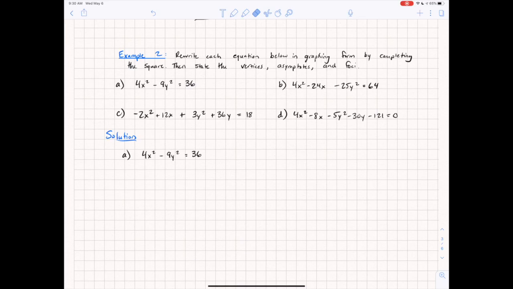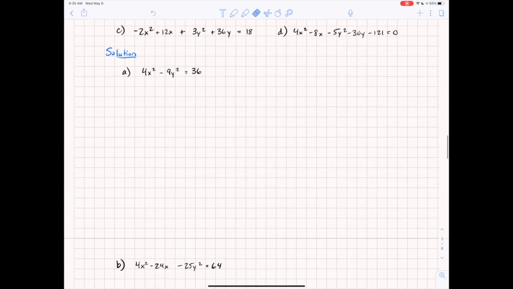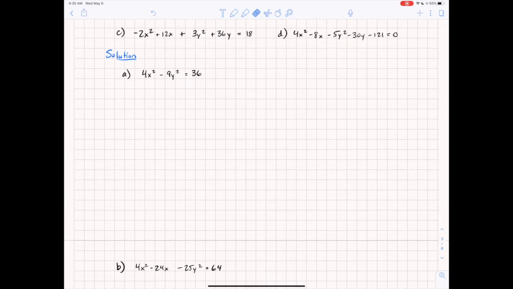All right, so example 2. We need to rewrite part A: 4x squared minus 9y squared is equal to 36. To complete the square here, I need to get it equal to 1. What's nice about this one is that it's already factored. There are no other x terms or y terms, so this problem looks like (x minus 0) squared minus 9(y minus 0) squared is equal to 36. I can immediately divide by 36 and get (x minus 0) squared over 9 minus (y minus 0) squared over 4 is equal to 1.